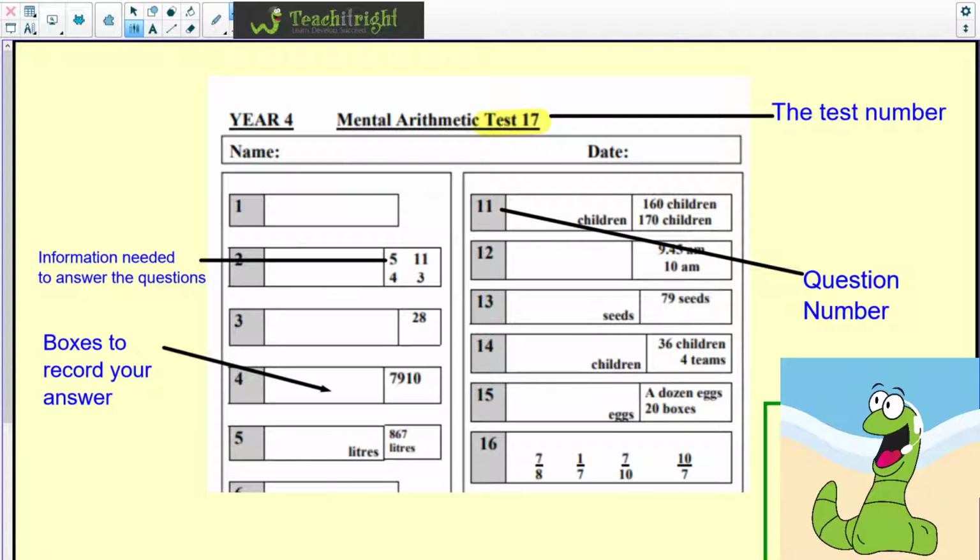Question 14. There are 36 children in a class. If they are divided up into 4 equal teams, how many are in each team? There are 36 children in a class. If they are divided up into 4 equal teams, how many are in each team? Question 15. There are a dozen eggs in a box. How many eggs are in 20 boxes? There are a dozen eggs in a box. How many eggs are in 20 boxes?